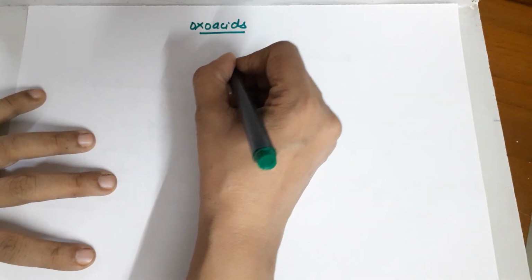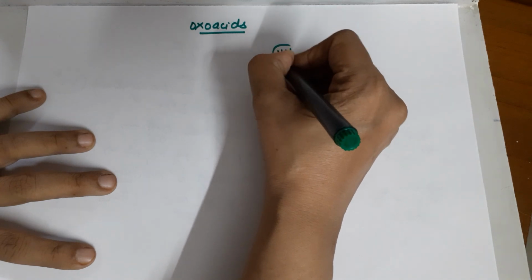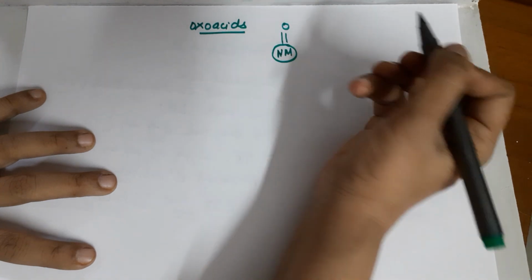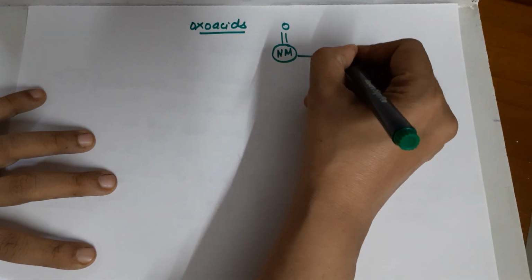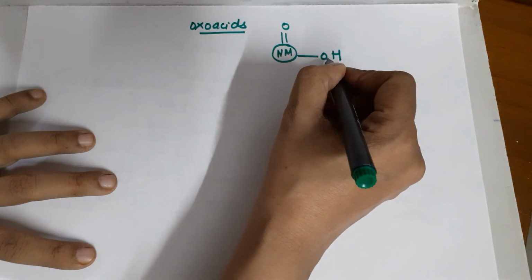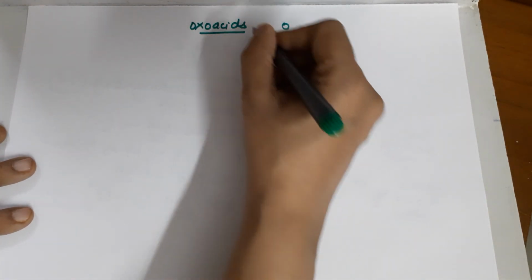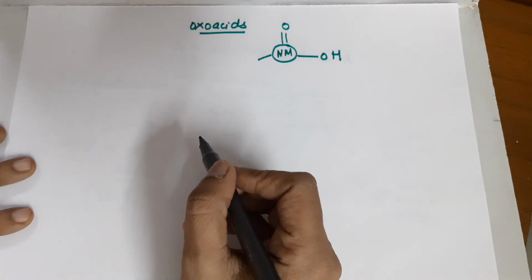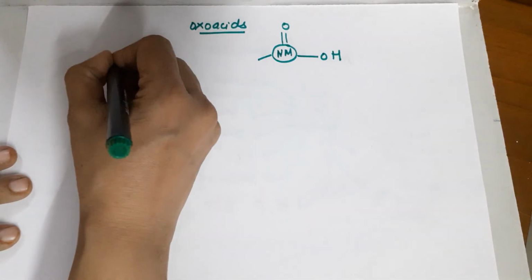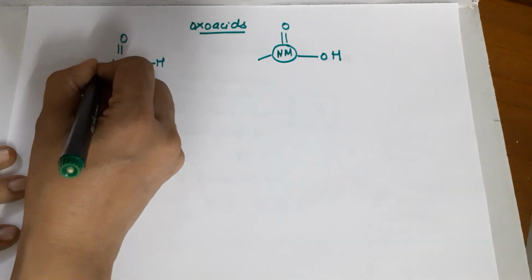Now, oxoacids or oxyacids are for a non-metal. This is your non-metal. The non-metal should have one double bond O and one OH. Rest it can have anything. These are the compulsory things that it may require. Apart from this, it may have anything, but this is the condition for an oxoacid to exist. So when we talk about halogen, our general formula for halogen will become something like this.